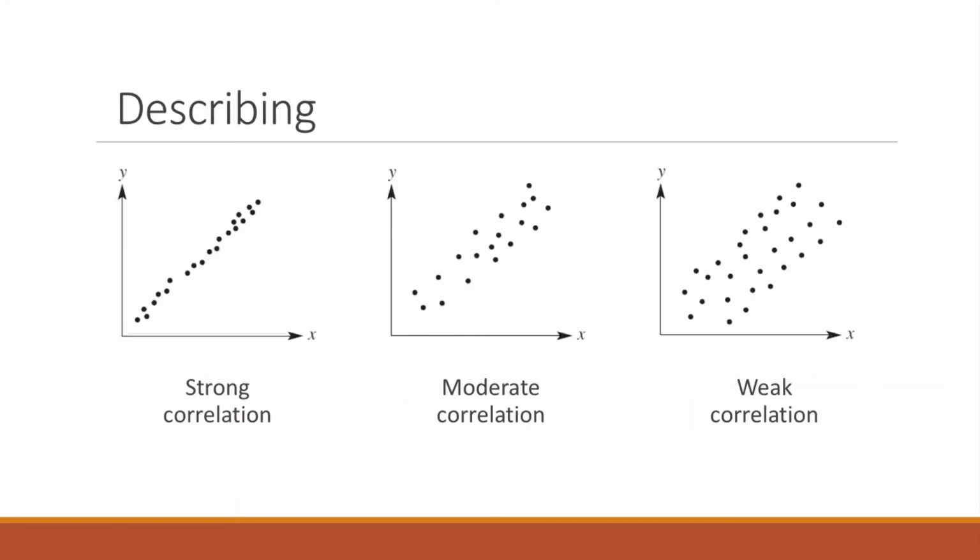Now, when we're describing, we can describe the strength of the relationship. Strong, moderate, weak. The stronger they are, the more in line they are. So the more straight line it is, the stronger it is. Weak correlations have a wider line. So everything is more spread out. Moderate is somewhere in between. And if you have a scatter plot and it's just everywhere, then there's no correlation.